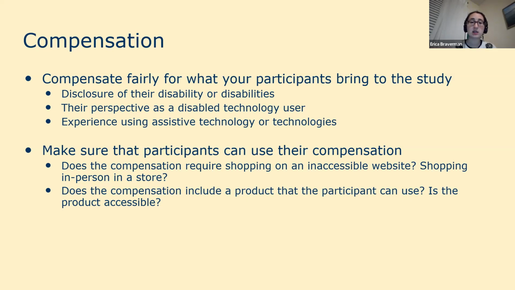And then does the compensation include a product that the participant can use? Is the product accessible? Some things like, you might give an app subscription, but is the app accessible? It might be a shoe store. Hey, we'll give you a gift card towards shoes, but for people who wear adaptive footwear, that might not be something they can actually use.